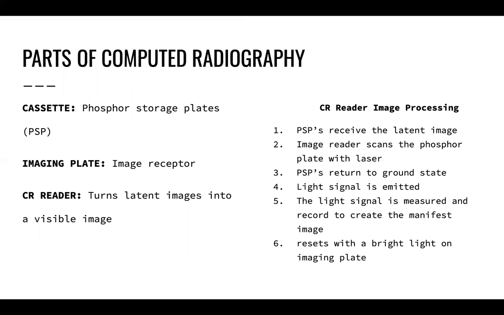Parts of computed radiography. Computed radiography is made up of many parts. The cassette, which is the phosphor storage plates, PSP, the imaging plate, which is an image receptor, and the CR reader, which turns latent images into visible images.